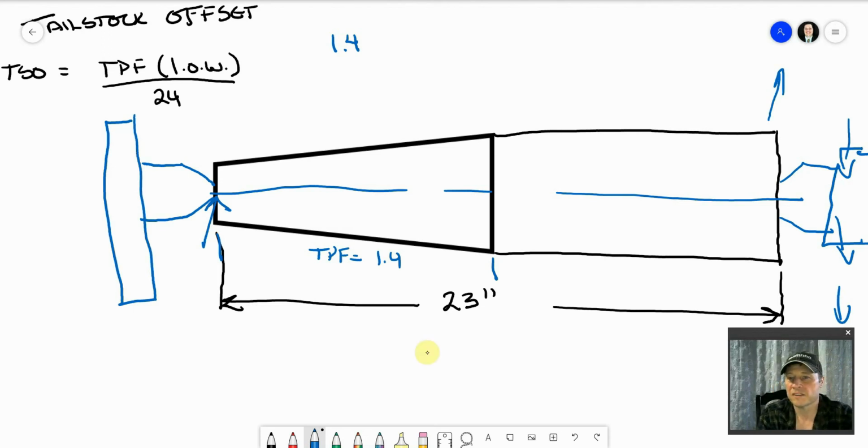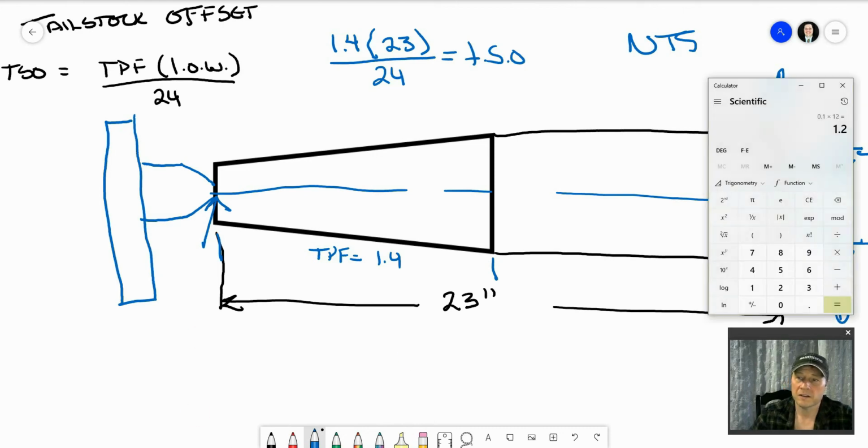Now the part's only 6 inches long, so that's how we ended up with this. So 1.4 times the length of the work, so times 23 inches. So the taper is only 6 inches long. This is not to scale, right? I don't need to write that, but you guys know. This is only 6 inches long. The whole part is 23 inches long. So I multiply the taper per foot by the length of the work, and then I divide that by 24, and that is going to give me my tailstock offset.